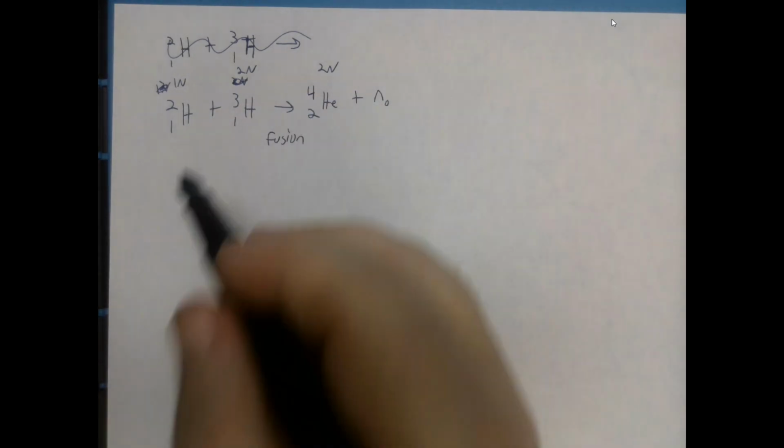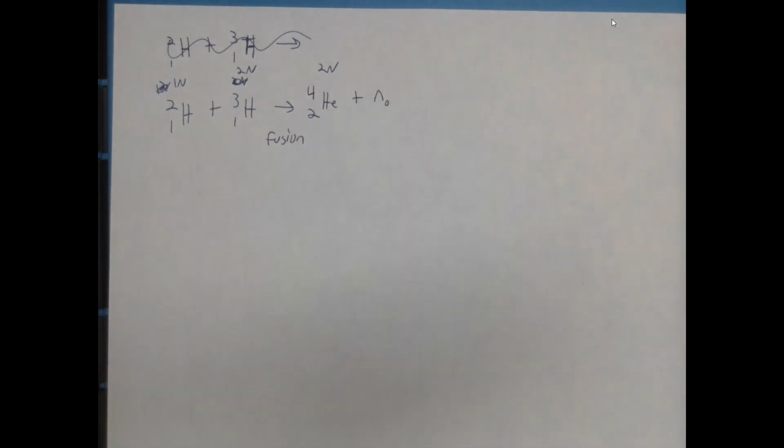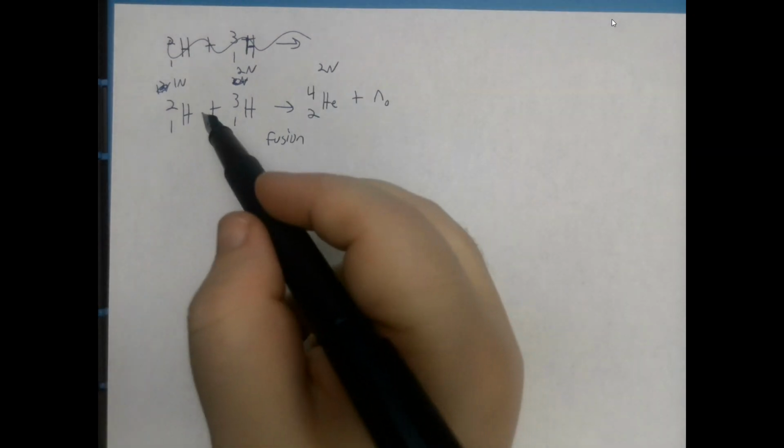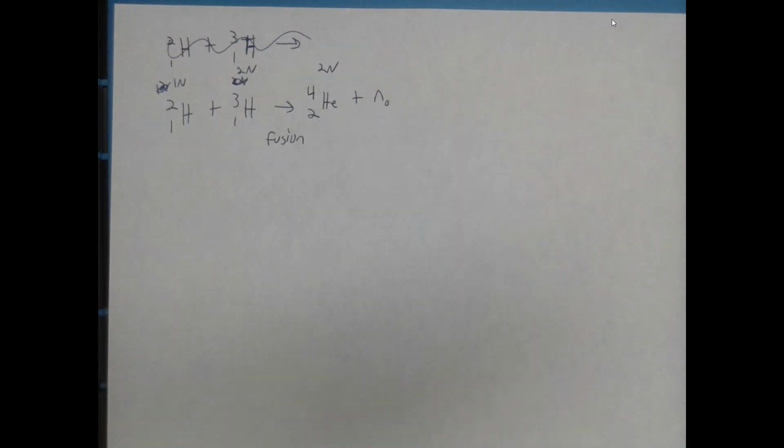So in the sun, hydrogen is fusing together to make helium. This is how all the atoms in the universe are created in the sun. It's just constant reaction after reaction of atoms coming together to make new atoms.